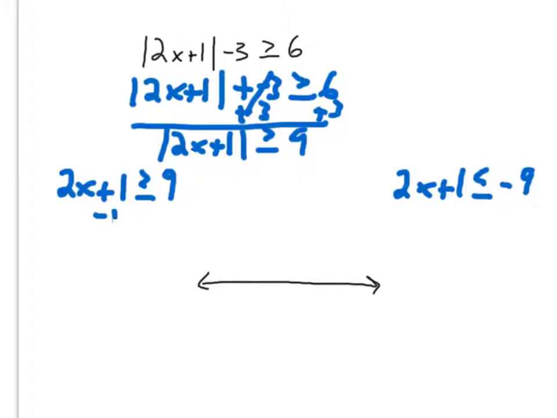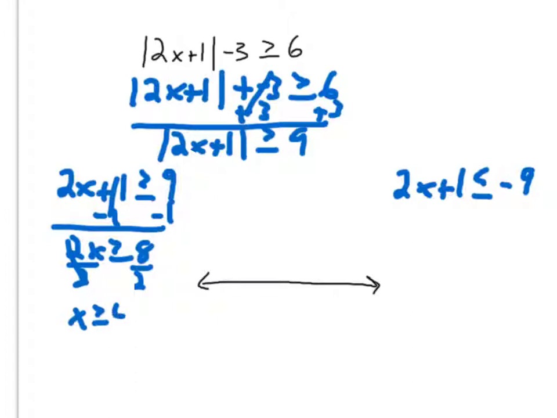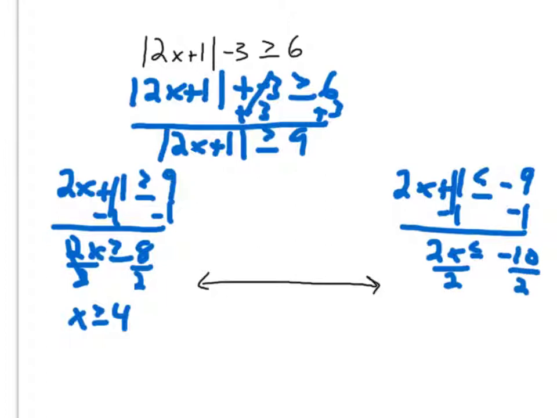Then we're simply going to solve this here. So take away 1 from both sides, get 2x is greater than or equal to 8, and then divide by 2. Again, make sure you show all your work. We got x is greater than or equal to 4. And here when we solve this, 2x, negative 9 minus 1 is negative 10. I'm going to divide by 2. I divided by a positive on both sides, so my sign has to stay the same, and I get negative 5 here. So the numbers that satisfy this inequality are numbers that are greater than or equal to 4, and numbers that are less than or equal to negative 5.